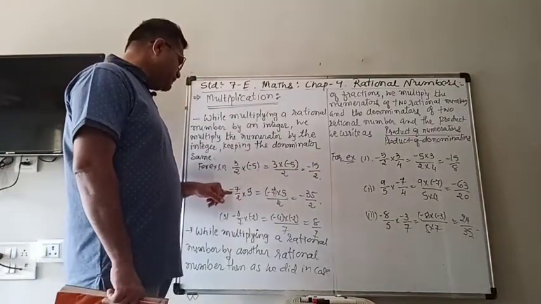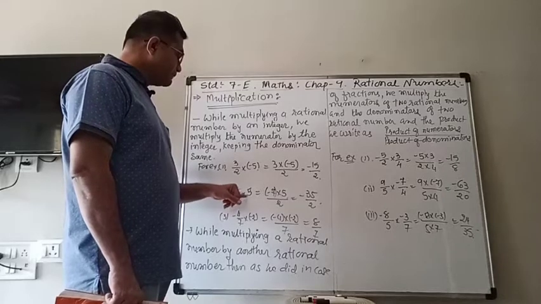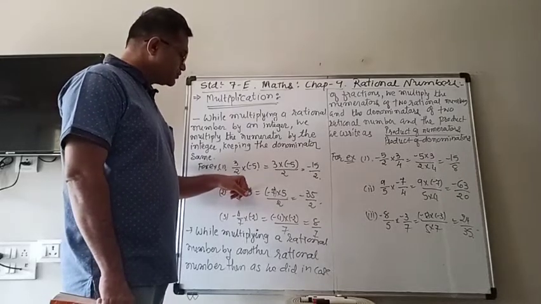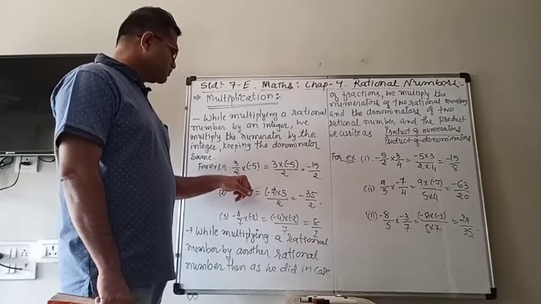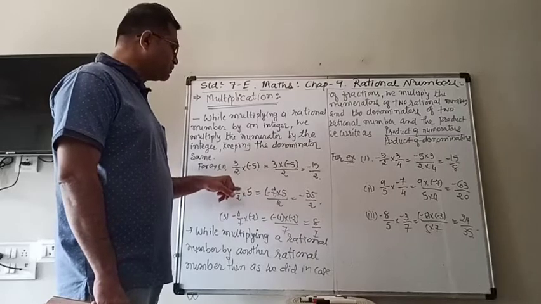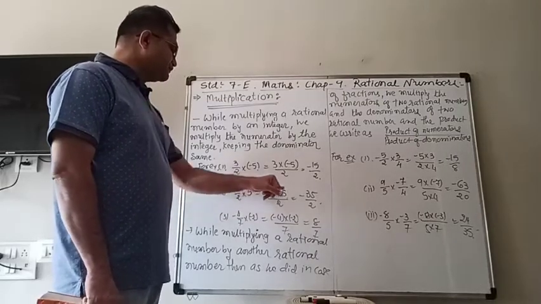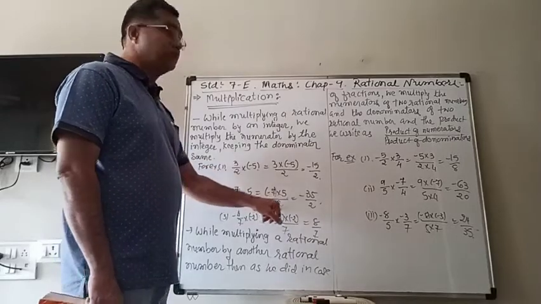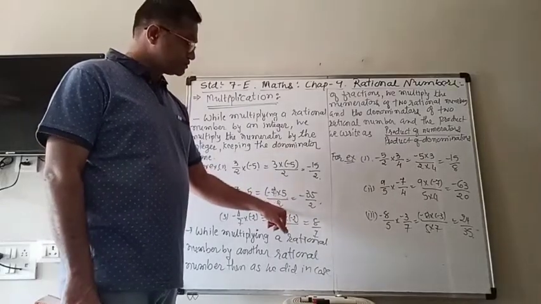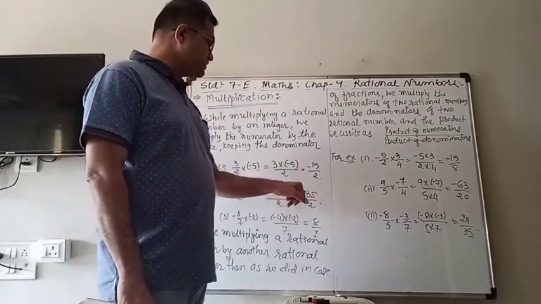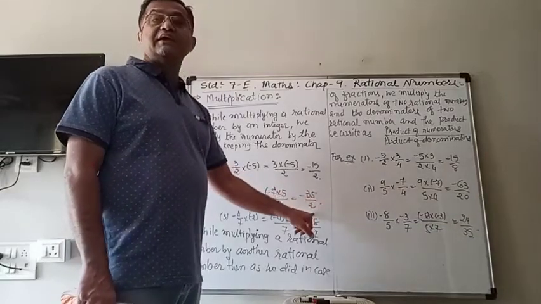Similarly, here minus 7 by 2 multiplied by 5. So 5 is an integer, so we have to multiply it with the numerator only, that is minus 7 multiplied by 5, keeping the same denominator 2. Minus 7 fives are minus 35, divided by 2.